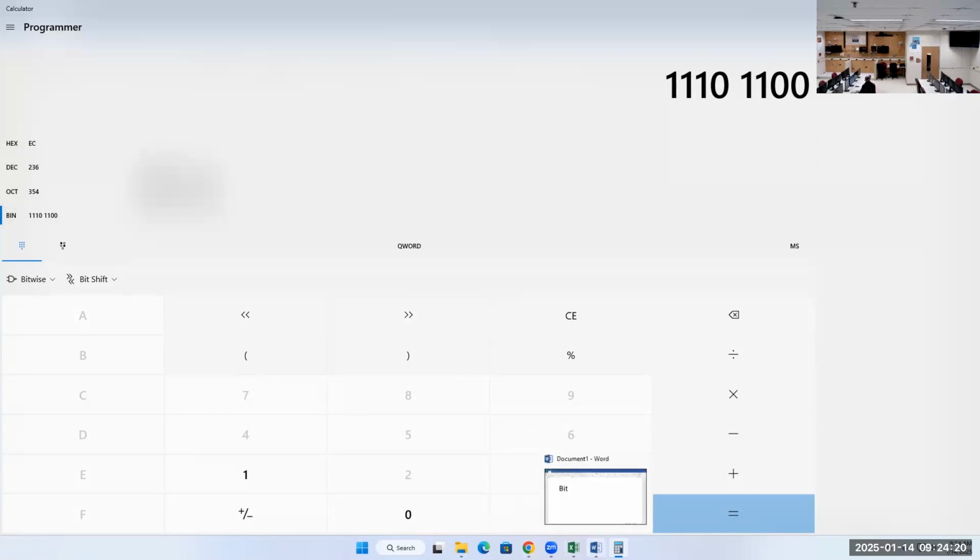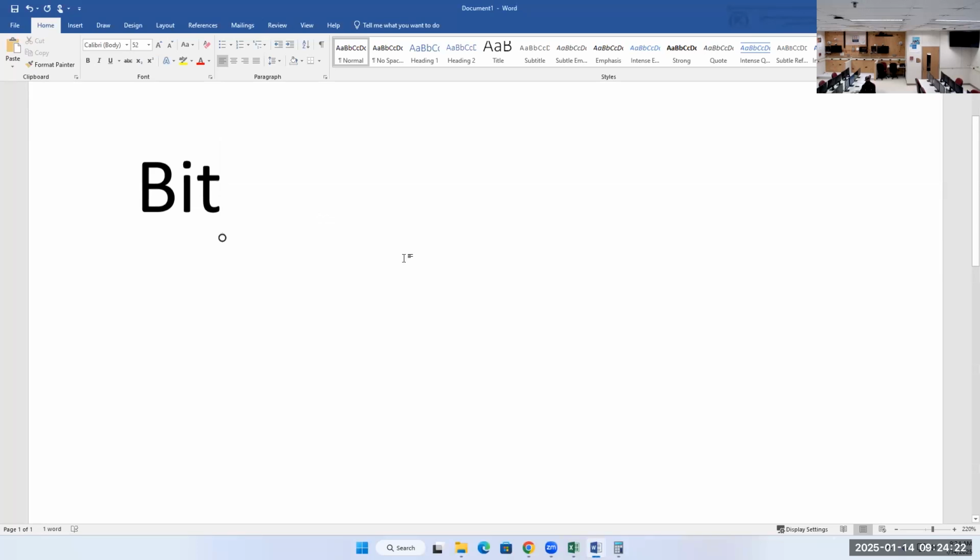Now, you know how to convert from binary to decimal. The question here is, how can I convert from decimal back to binary? So basically, the concept again is that you have to understand the value of the column.